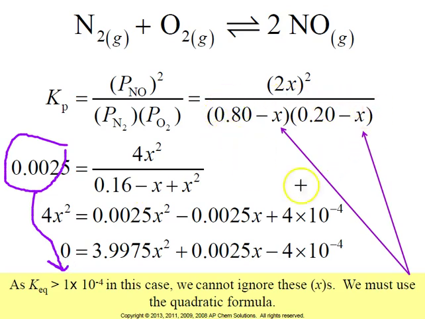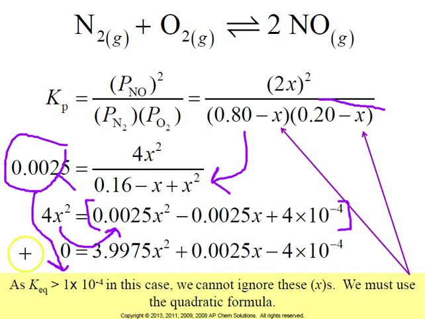So we'll have to FOIL this on the bottom, and we'll get this expression here. We'll still cross multiply, and we'll get this that you see here. And then we will combine like terms, so we'll move the 4x over there, and we'll get this at the bottom set equal to 0, so that we can then apply the quadratic formula.